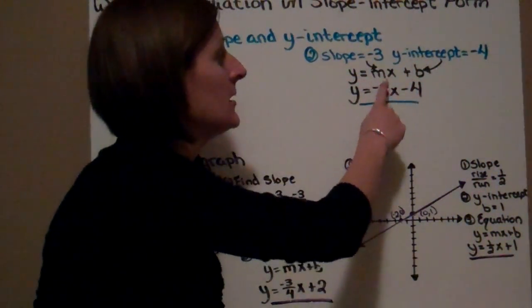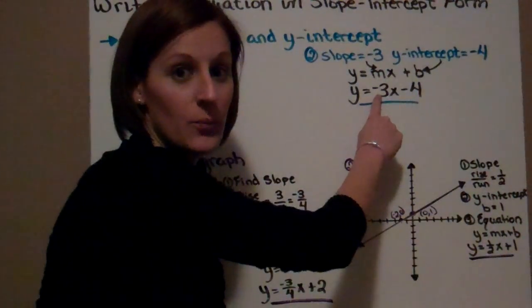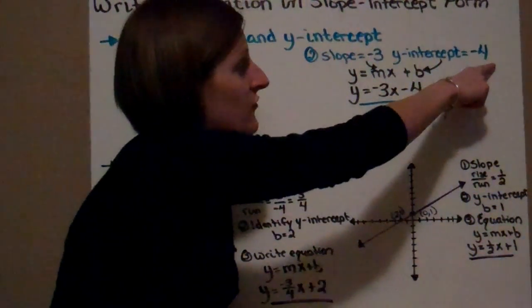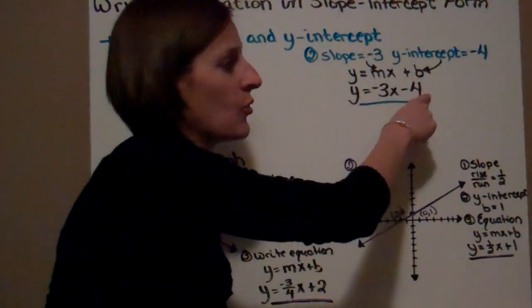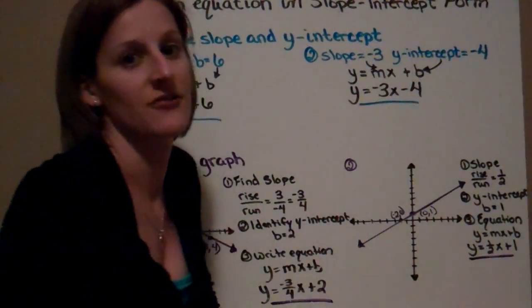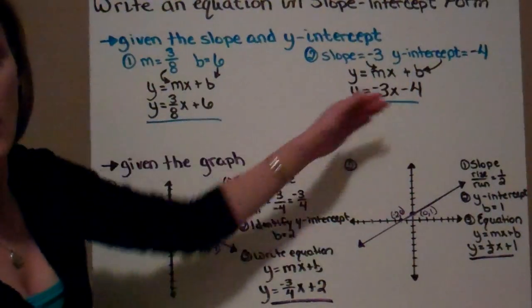Literally erase m, put in -3 for my slope. Then I have -4x, so I'm going to erase the plus and the b and put -4 because this needs to be a -4. And then there's your equation.